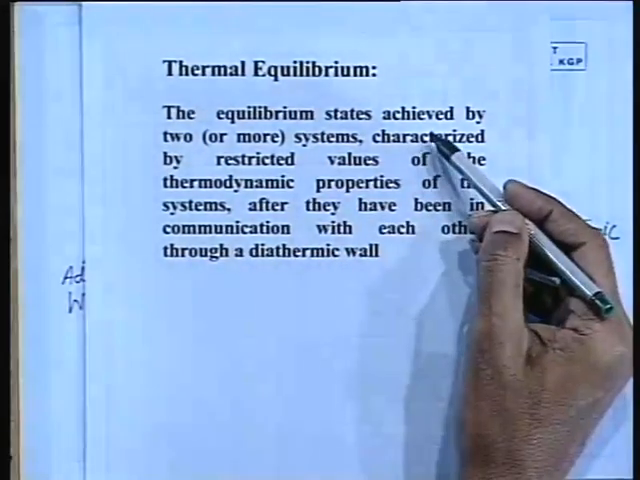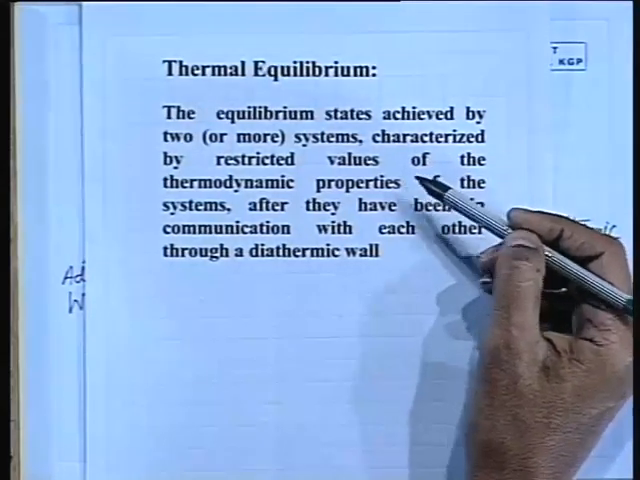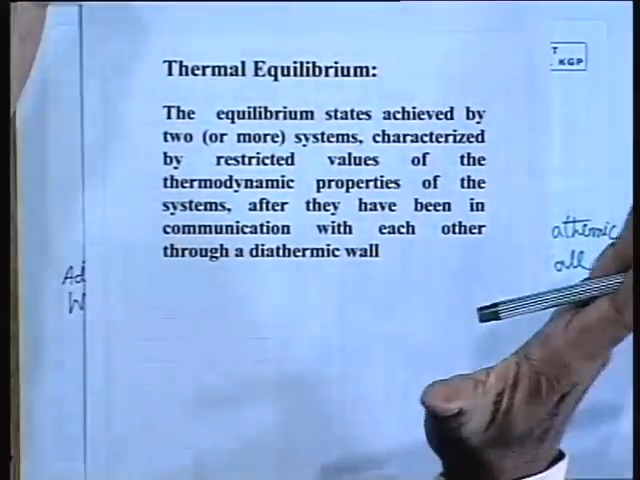So this is an equilibrium state of a system between the systems which they achieve with restricted values of thermodynamic coordinates when they are in contact by a diathermic wall. That means all arbitrary values are not possible. That is the concept of thermal equilibrium. All right.